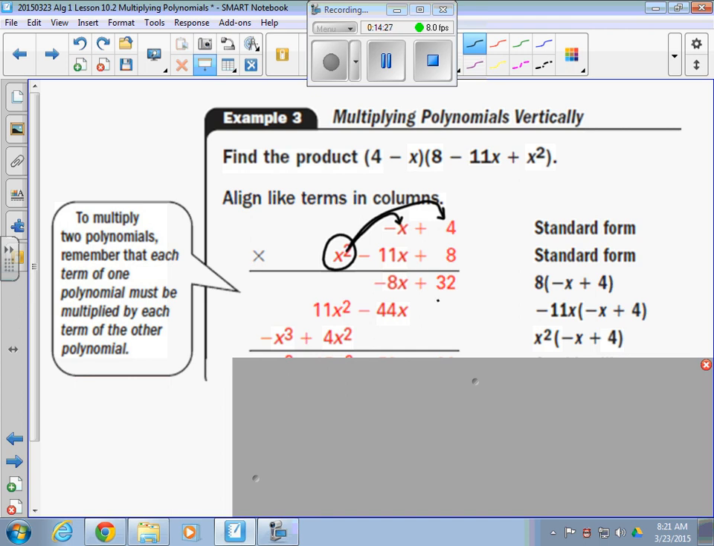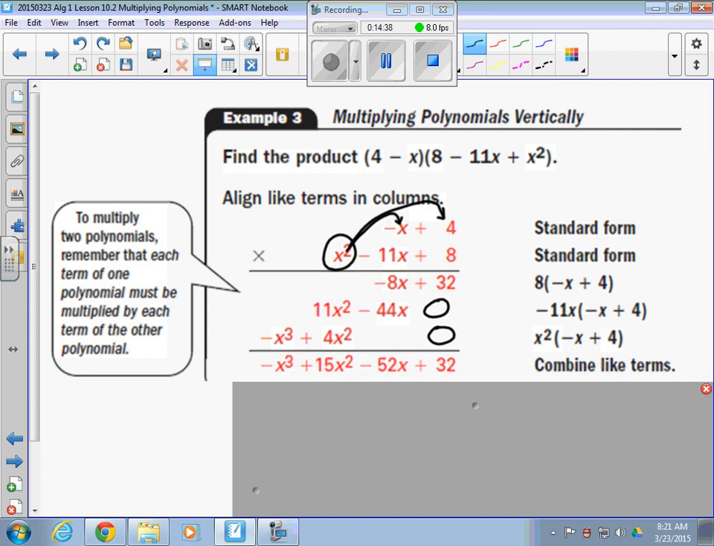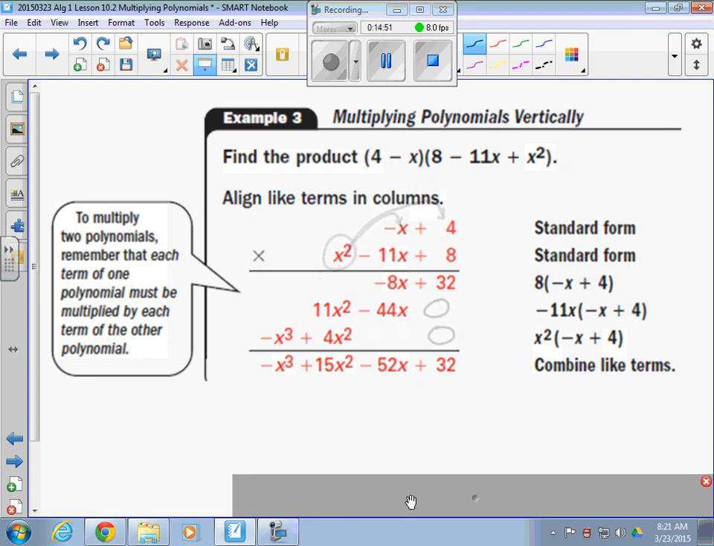There's no other constants. So that's going to be 32 there. Negative 8x and negative 44x is going to give you negative 52x. Since there's nothing else here, there's nothing in this column. 11x squared and 4x squared is 15x squared, and there's only one x to the third, negative x to the third. That's combining all your like terms. This is just the vertical method for those who prefer to stack things nice and neat on top of like terms. We'll look at the horizontal method in a minute.